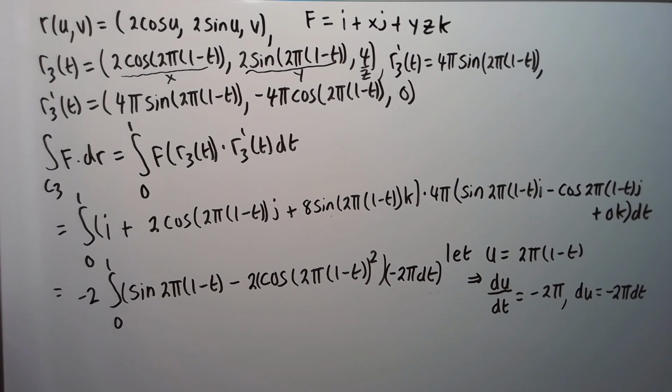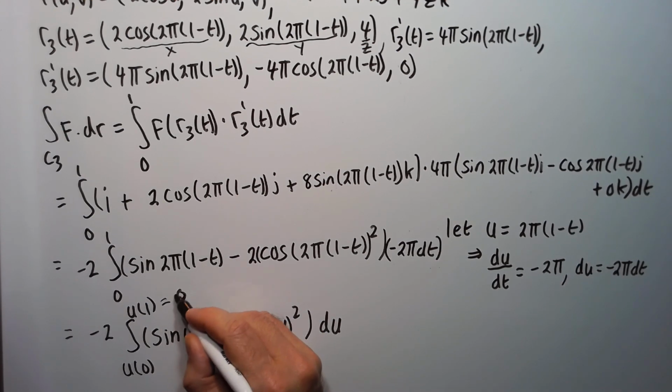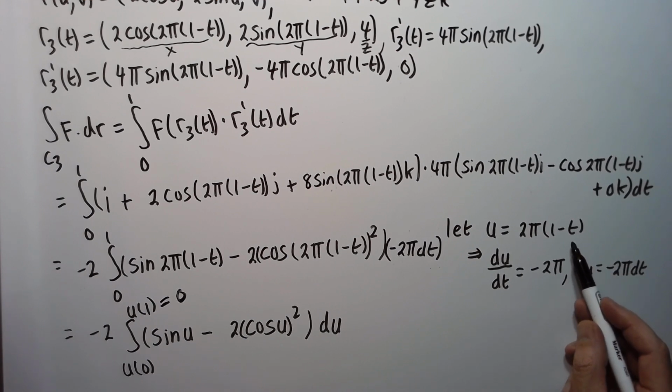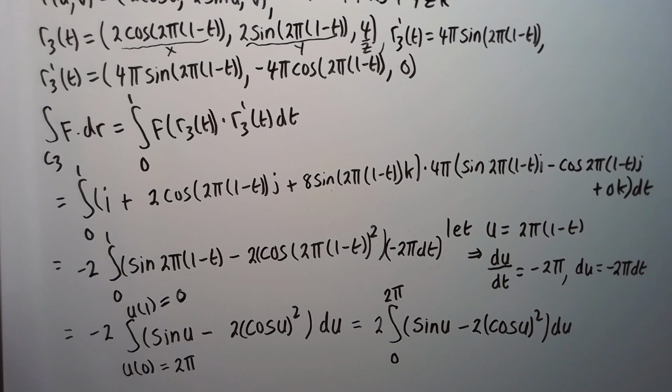Okay, let's make the substitution now. We get sine of u minus 2 cosine squared u, and that right there becomes my du. And for t equals 1, u would be 0, and if you put 0 in place of t, you'd end up with 2 pi. So we can change the order of the limits around, which introduces a minus sign, and we can cross it off with that one. So let's rewrite it over here. So we get this.